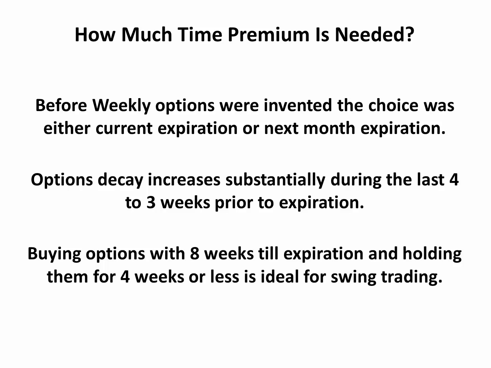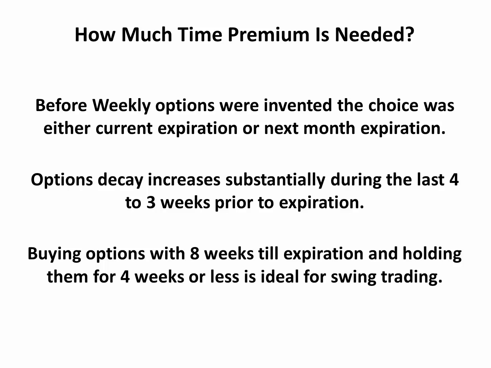Here's what you need to know, and this is a fairly good estimate of decay. The majority of time decay occurs during the last 3 to 4 weeks till options expiration, and more often than not, because I'm swing trading, I usually hold the position for less than 1 month. So what I typically do is purchase options with about 8 weeks of time premium till expiration.